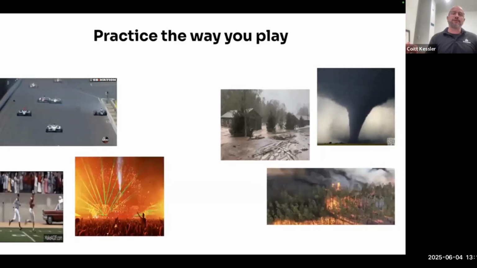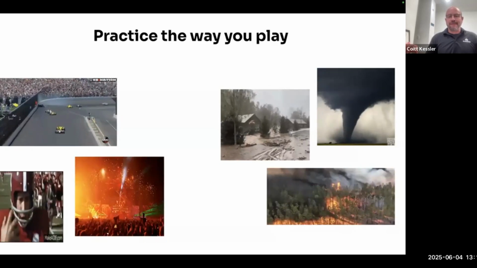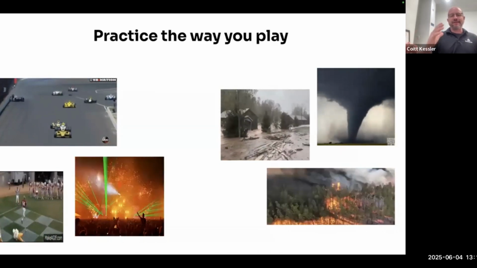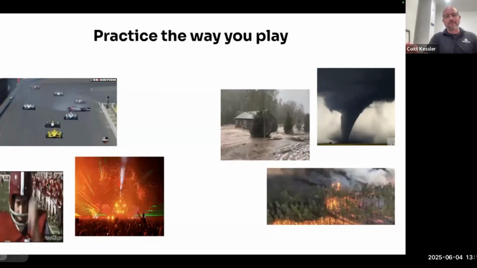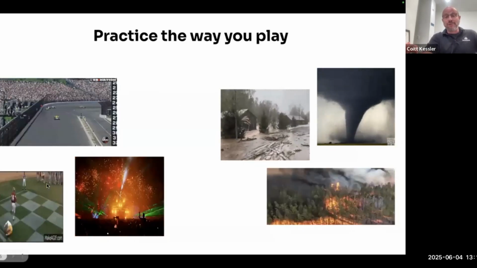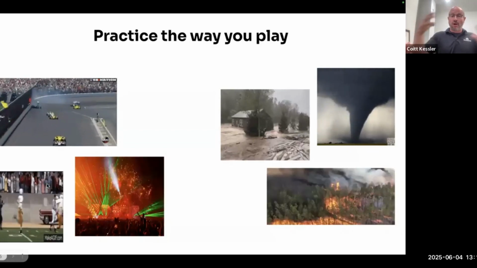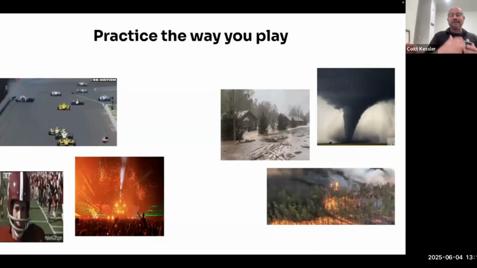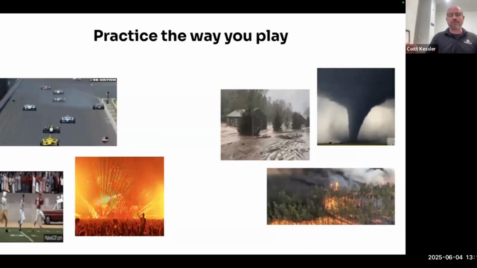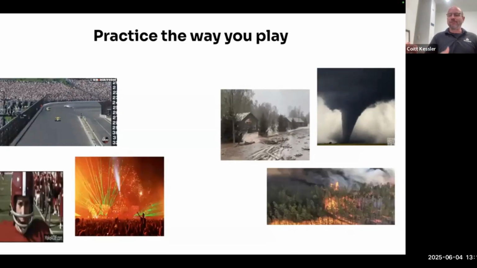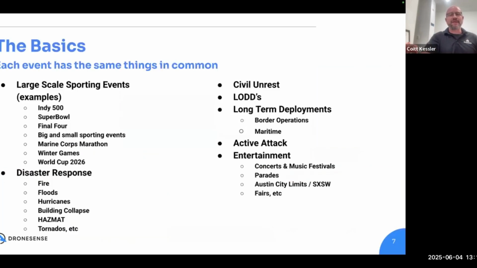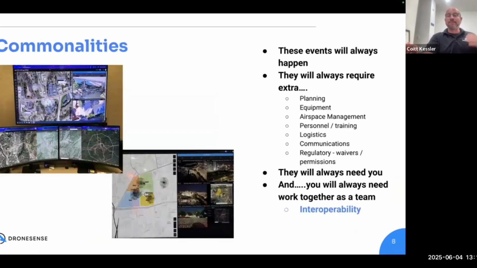And I'm super proud of the folks here in Texas. I'm just so proud of the guys here. Like, we have Forrest Gump down here in the bottom left. That's our UT football game. We have folks that all fly together just to practice so they can be ready for the next flood or next hurricane response. So it's just a place to practice. Each one of these events has all the things in common, and that's what we're going to be talking about here.